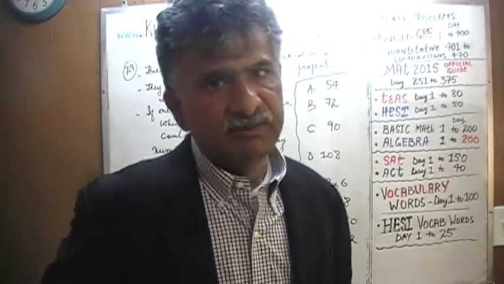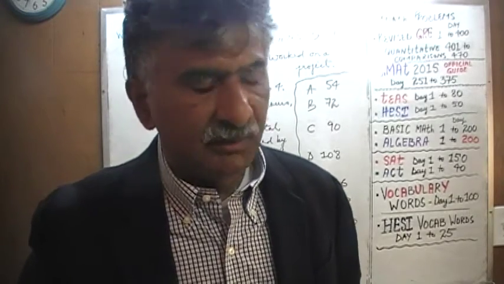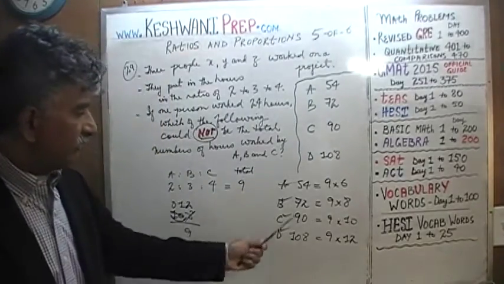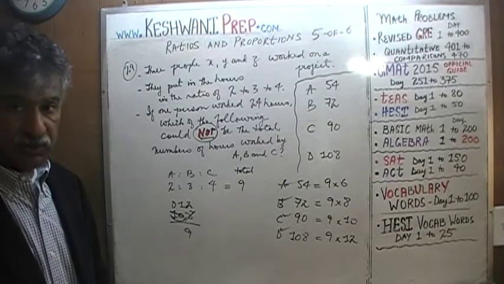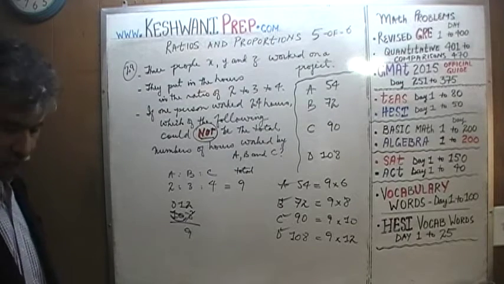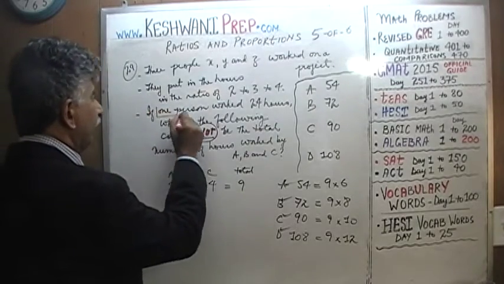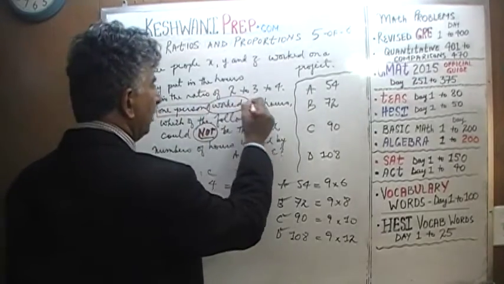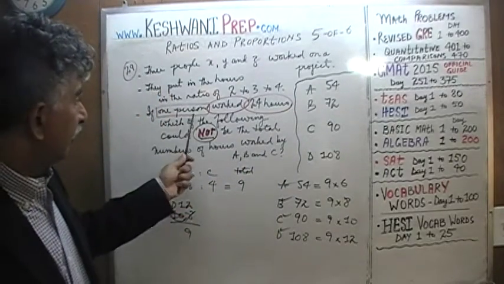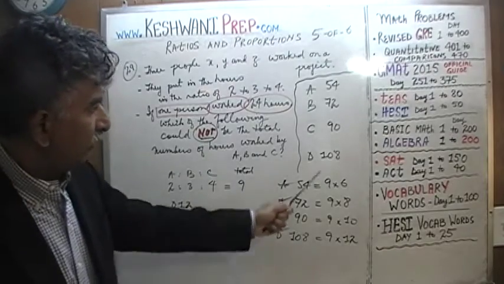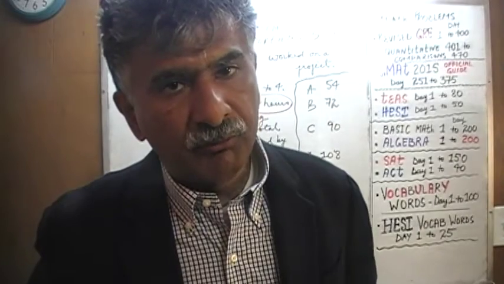Alas! It seems that the question is not quite as simple as we thought it would be. It's not just a matter of figuring out which of these four numbers is not a multiple of 9, as you can clearly see. They're all multiples of 9, which means somehow we'll have to make use of this bit of information, the fact that one person must have worked 24 hours. That is a very crucial bit of information here. We're going to have to make use of it to figure out which one of these four numbers cannot possibly have been the total number of hours worked by these three people.